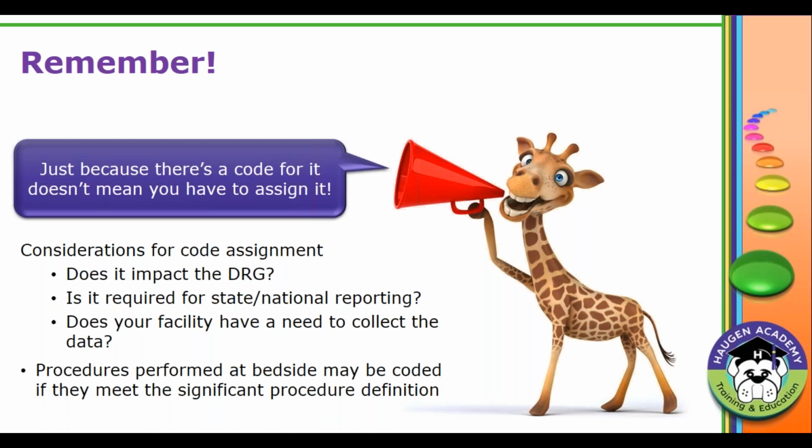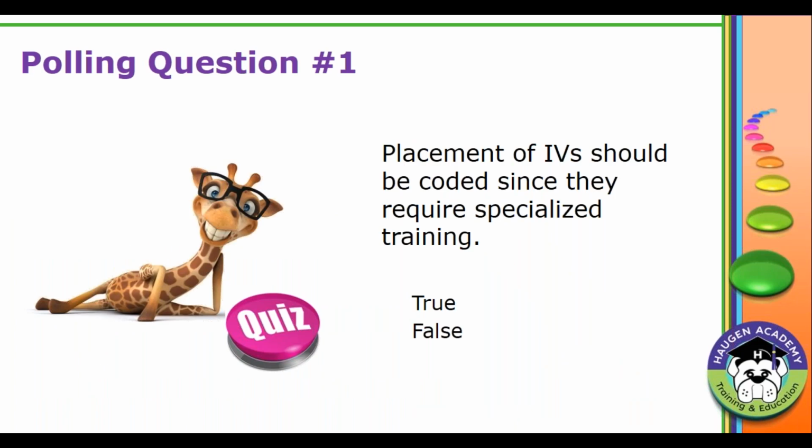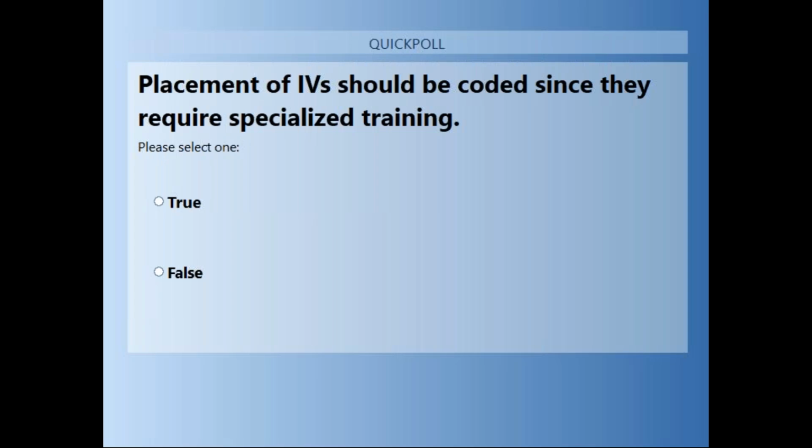So that is going to bring us to our first polling question. Kathy, would you please lead us in our first polling question? You bet. Thanks, Christy. So everyone, you should see the quick poll on your screen. The question is, placement of IVs should be coded since they require specialized training. Is that true or false?